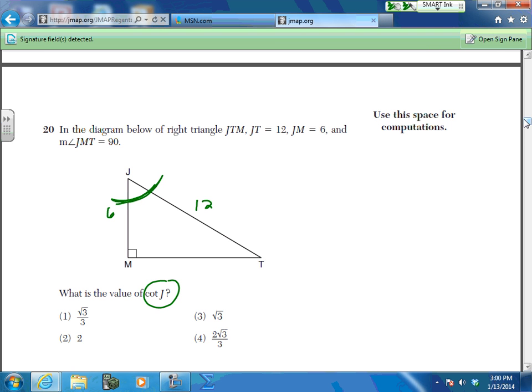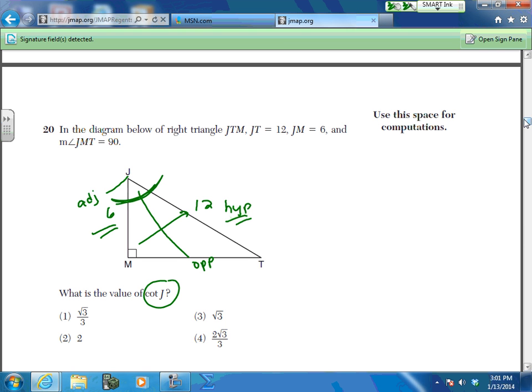J is your reference angle. This side, opposite the right angle, is always the hypotenuse. Opposite this angle is your opposite side, and next to it is your adjacent side. So you have an adjacent, and you have a hypotenuse. Now, the one we don't have is an opposite. So we're going to work with anything that uses adjacent and hypotenuse.